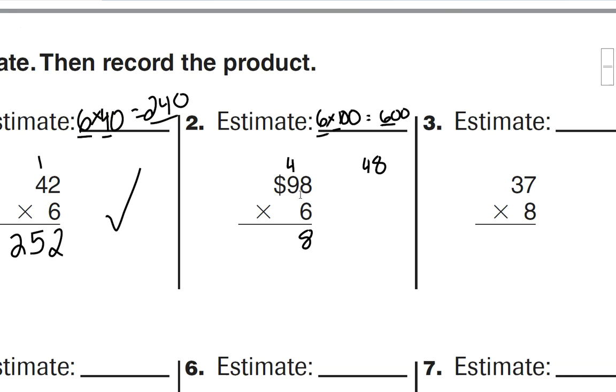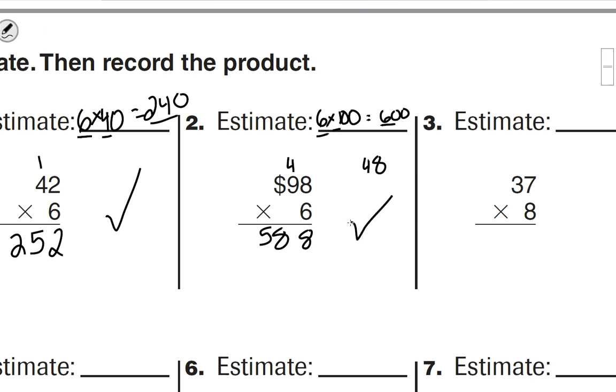I go back to 6 times 9. 6 times 9 is 54 tens. 6 times 9 tens, or 6 times 90, is 54 tens. Plus that 4, 54 plus 4 is 58 tens. So my final product is 588. That's pretty reasonable. That's pretty close to 600.